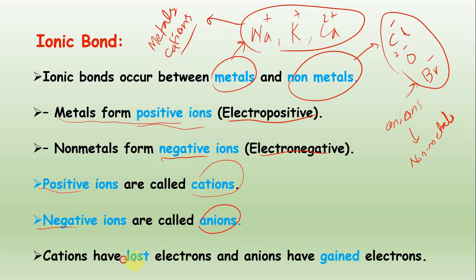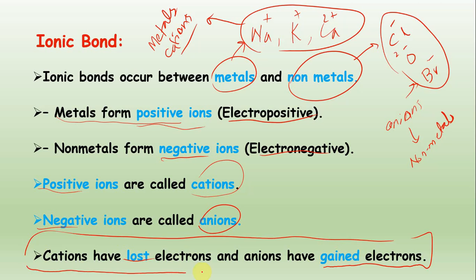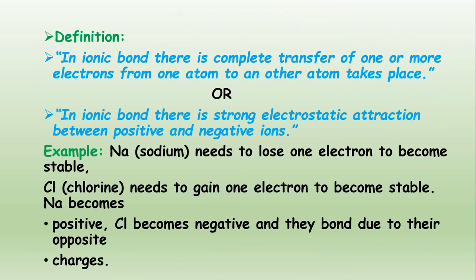Cations have lost electrons and anions have gained electrons. We can conclude this topic, that is how they form. Now we are moving towards our topic, that is ionic bonding.